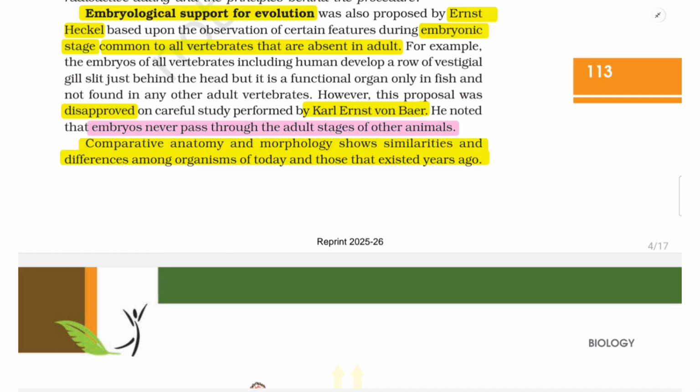However, this proposal was disapproved on careful study performed by Karl Ernst von Baer. He noted that embryos never pass through the adult stages of other animals.